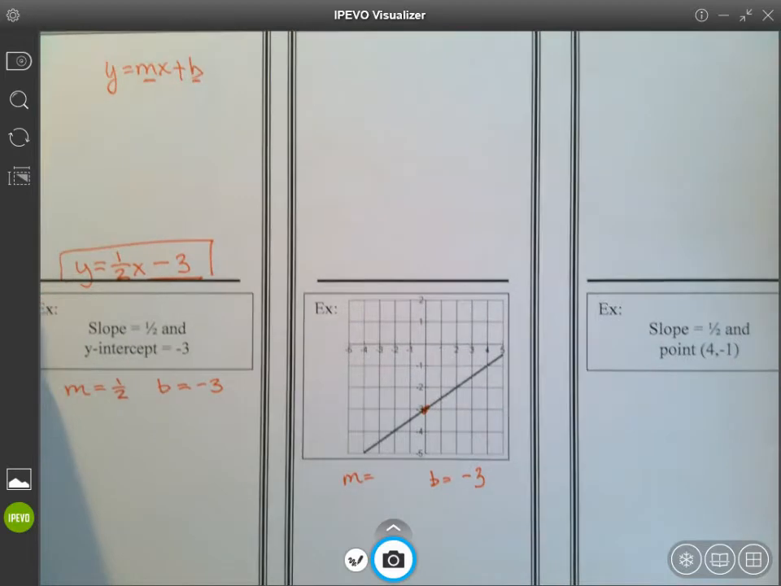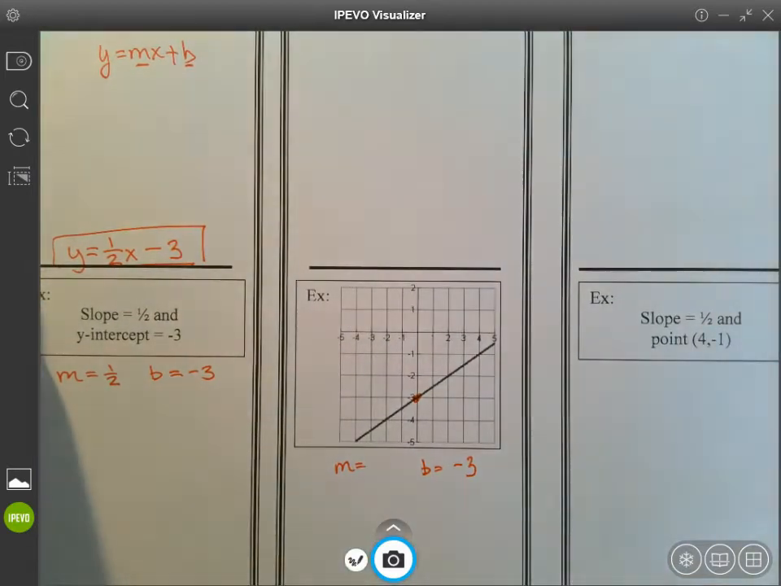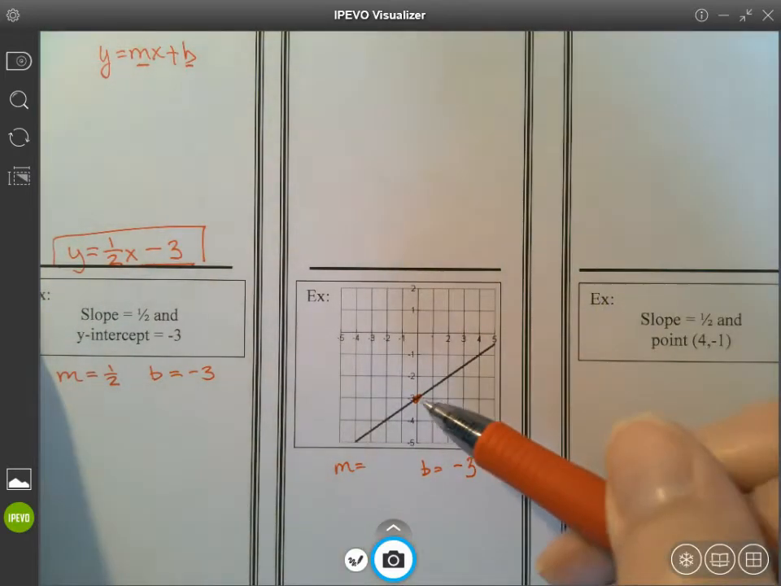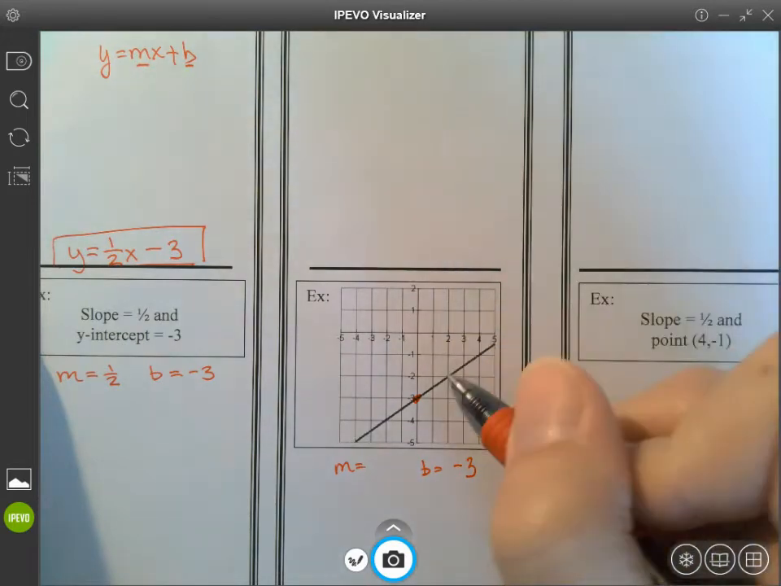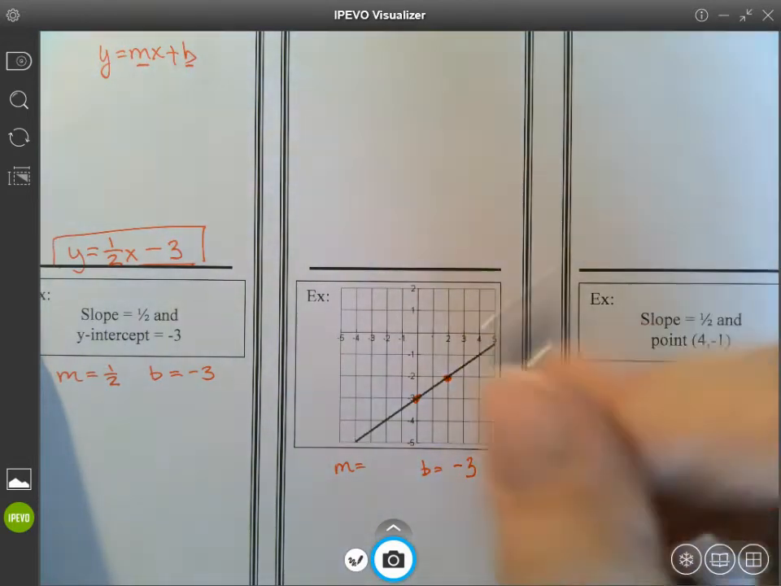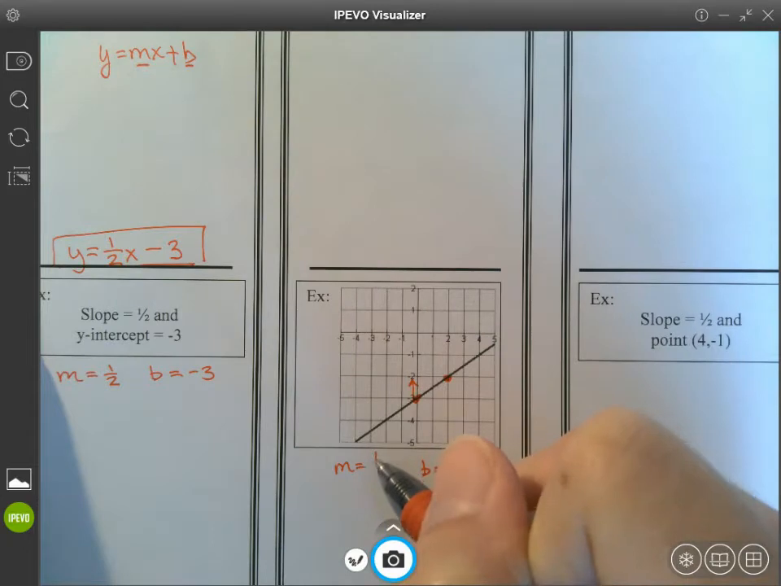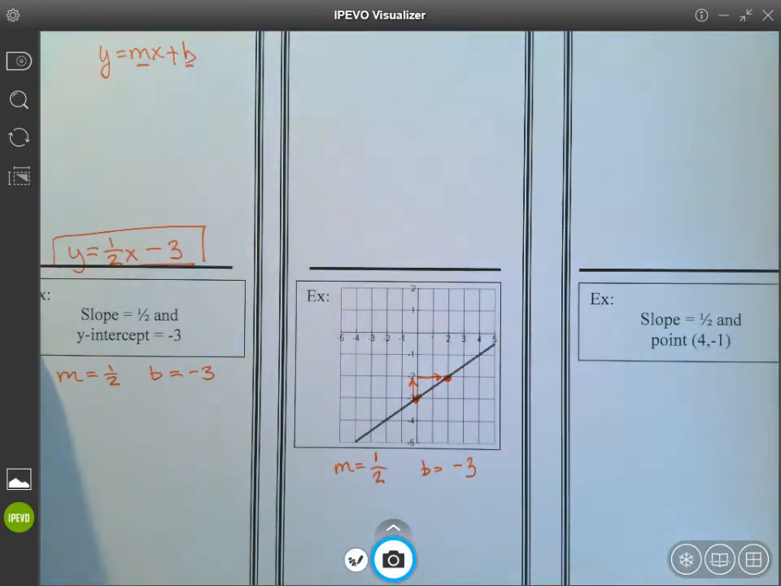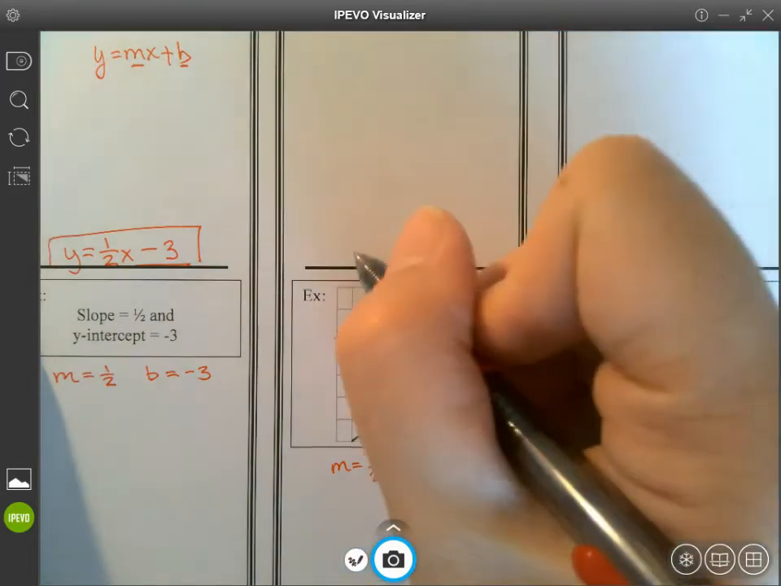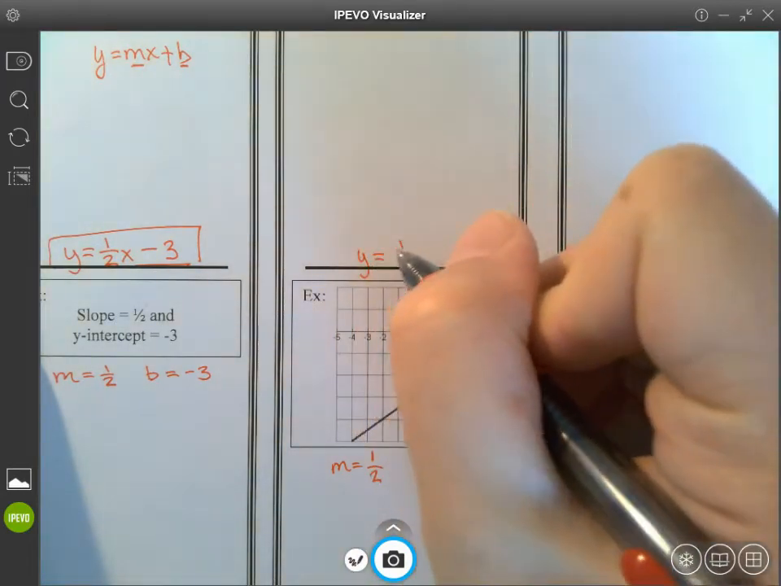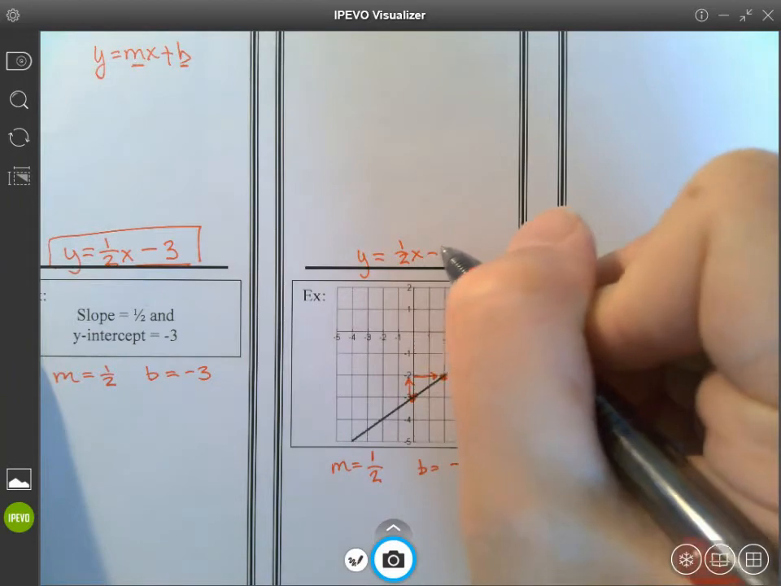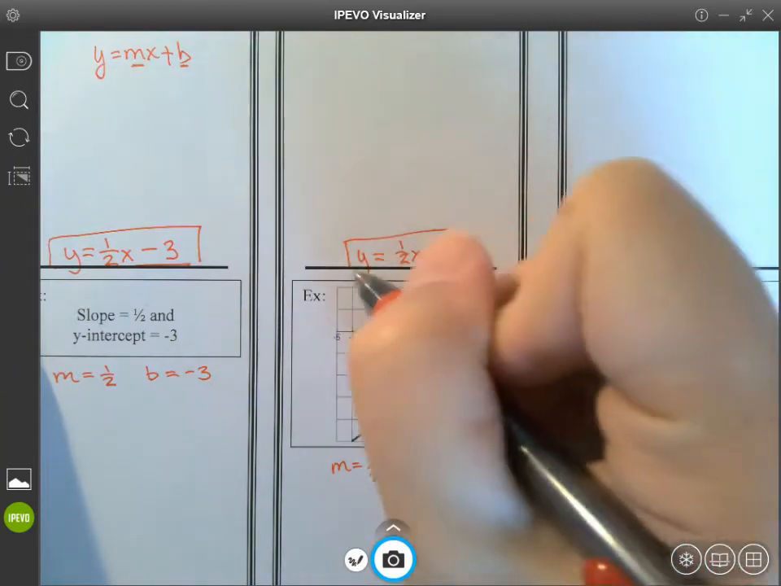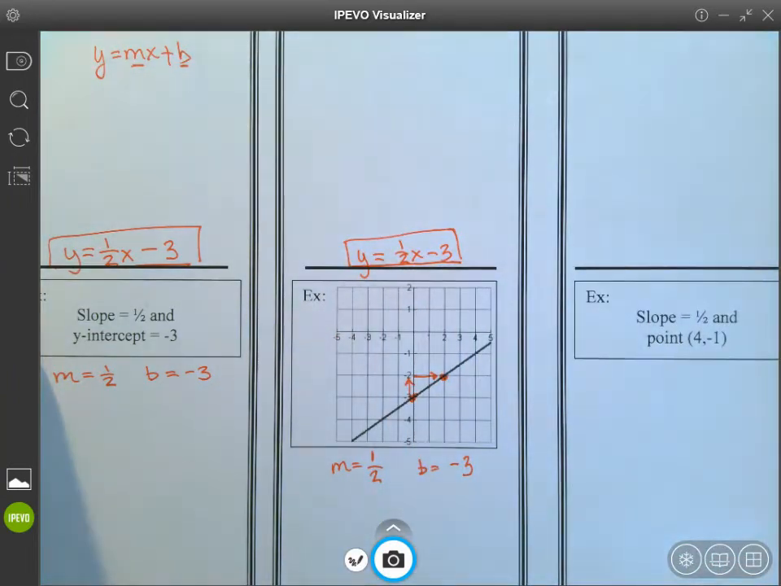And when you go to count your slope, you need to make sure that you're looking accurately at the graph. I don't want to use a point that's off. I want to go from one to the other. So it looks like I have a rise of 1 and a run of 2. So we have the same slope, the same y-intercept. We're going to have that line y equals 1/2 x minus 3. So we're getting the same equation because we have the same information, but we're getting the information differently.